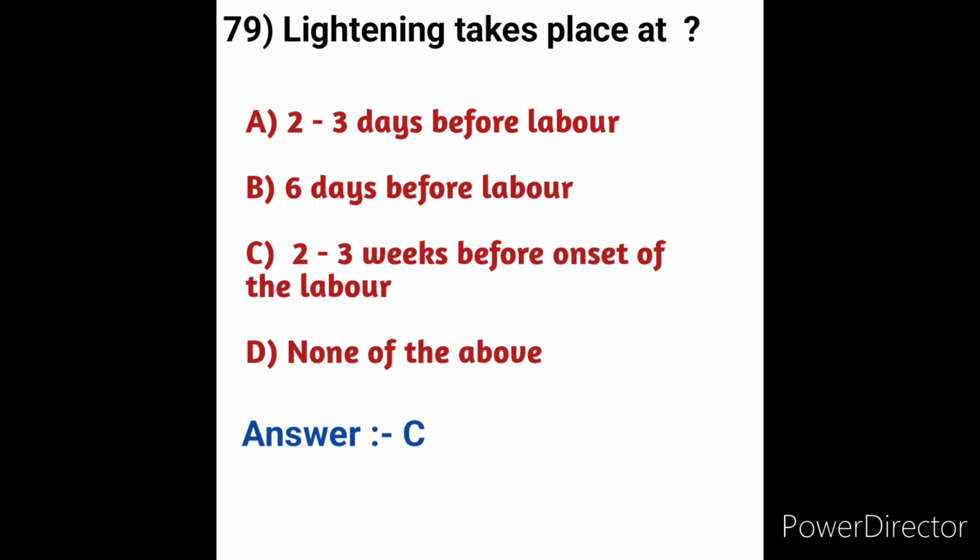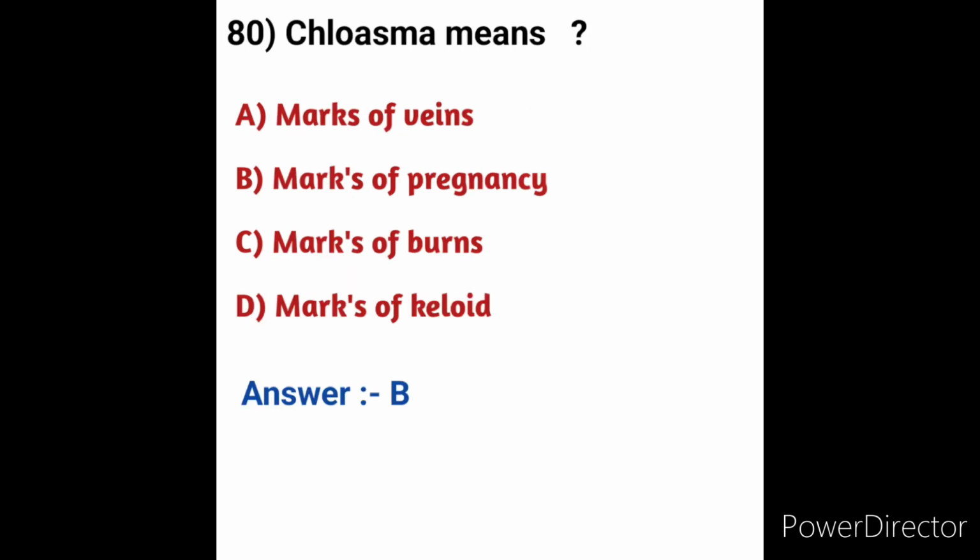Option C here, correct answer, lightening takes place 2 to 3 weeks before onset of the labor. Next, move on to question number 18. We will see the options here.